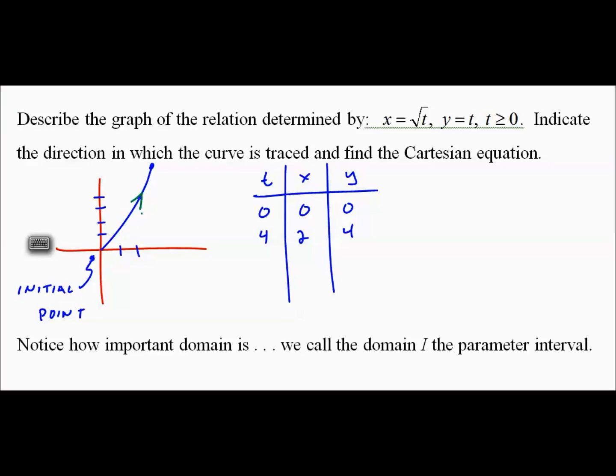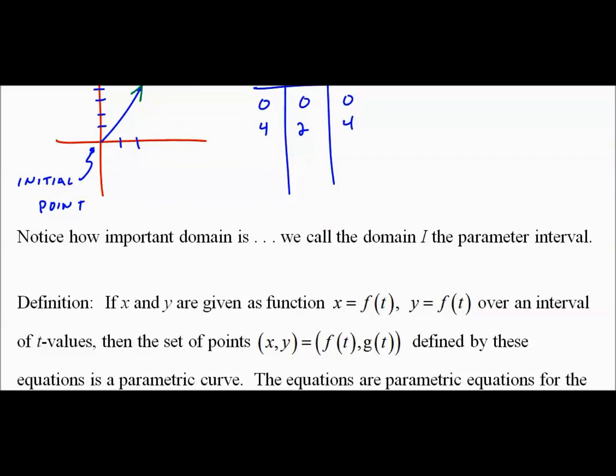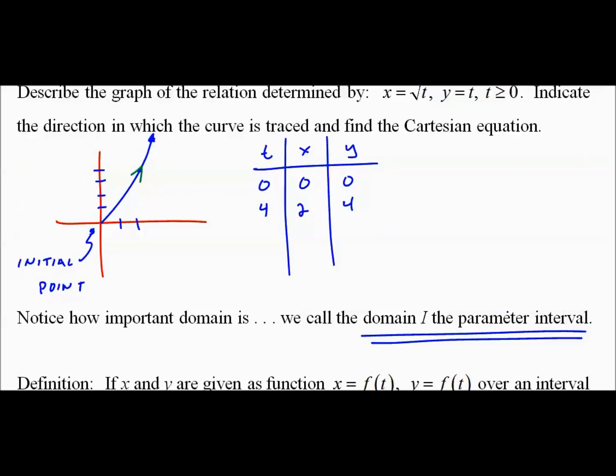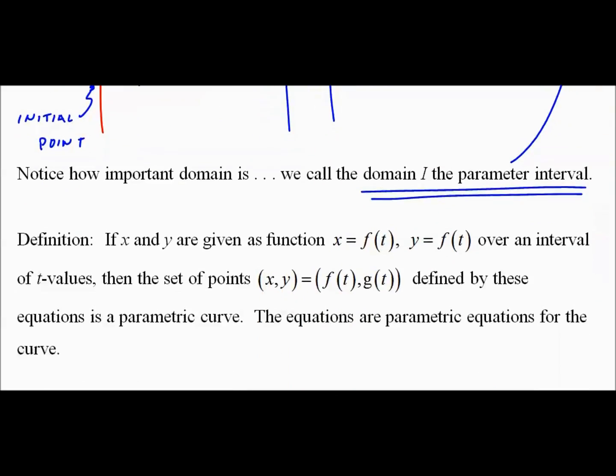The t gives it direction. So I put a little arrow meaning that it's going this way. And it goes forever. That's not a dot. That's an arrow. So let's start playing. Domain is very important. We call the domain I for the parameter interval. That's the t thing up here. But you don't need to worry about that yet.